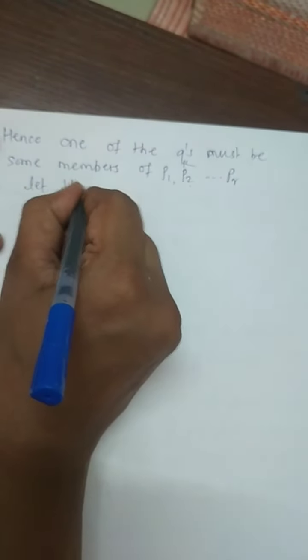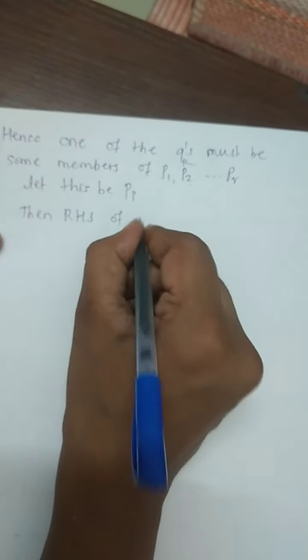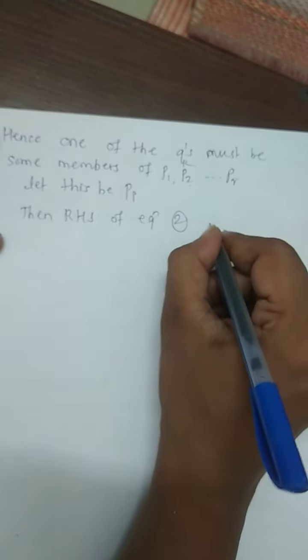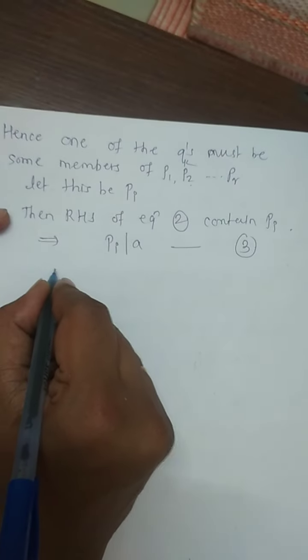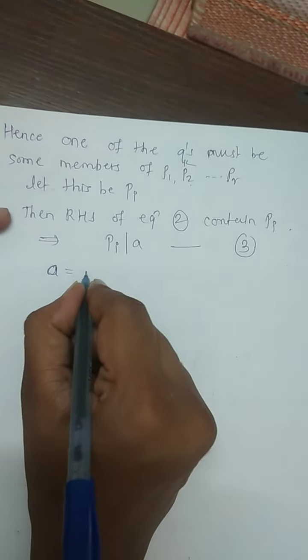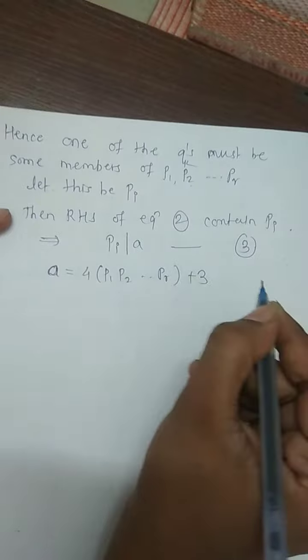Let this be pi. Okay, then the RHS of equation 2 contains pi. Yes, so this implies pi divides A. Call this equation 3. Okay, what is our A? A is equal to what? 4 p1 p2 up to pr plus 3.